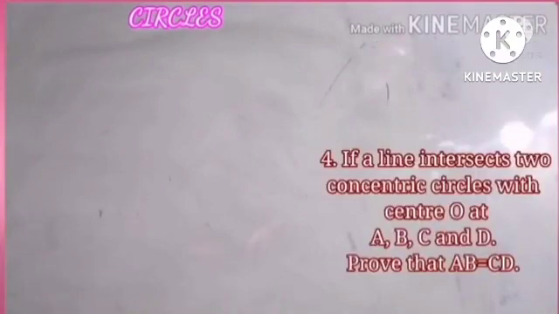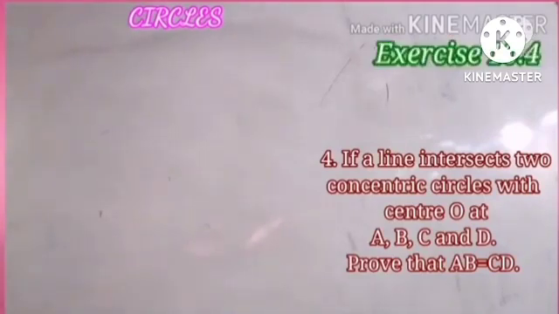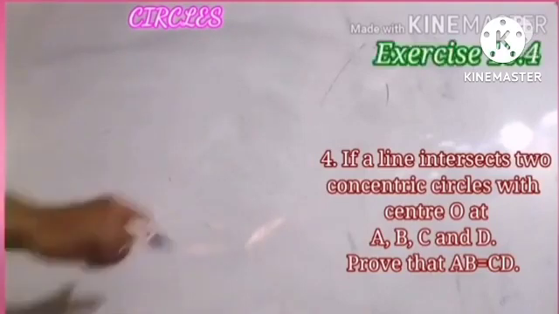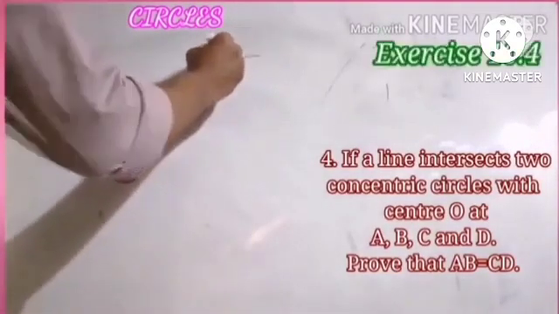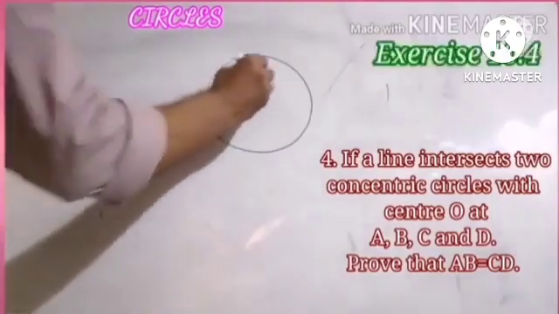Next, question number 4. If a line intersects two concentric circles with center O at A, B, C and D, prove that AB equals CD. The figure is given: two concentric circles. What are concentric circles? Circles with one center, or the same center, are called concentric circles. We can draw infinite circles using one center. Here two circles are given with one center. So draw two circles.